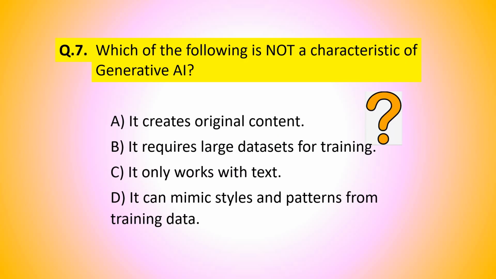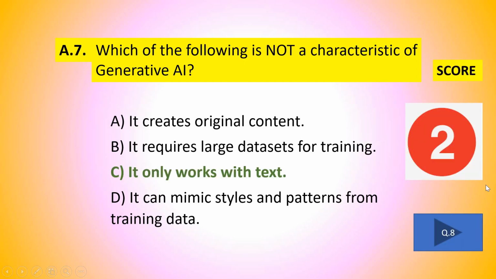Which of the following is not a characteristic of generative AI? First option is it creates original content. It requires large data sets for training. It only works with text. It can mimic styles and patterns from training data. Yes, friends, you have to tell which is not a characteristic of generative AI. The answer is it only works with text. So it is not a characteristic of generative AI.